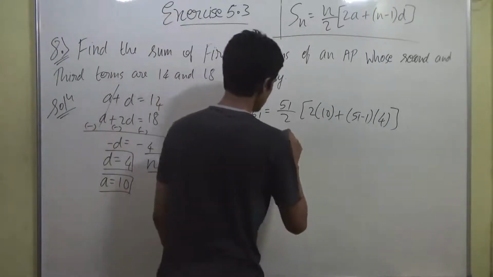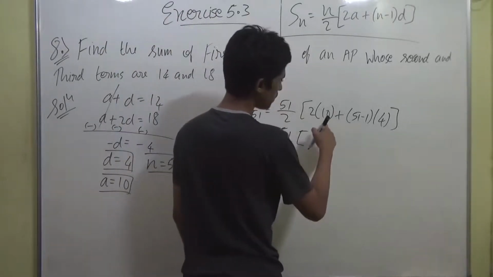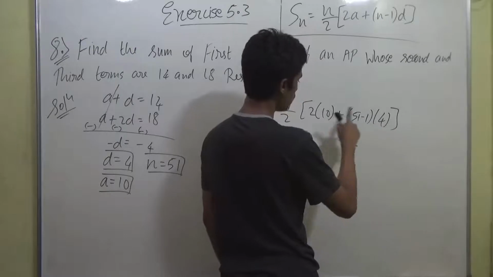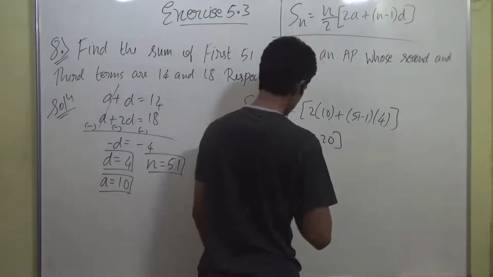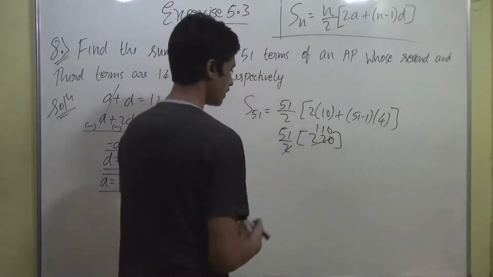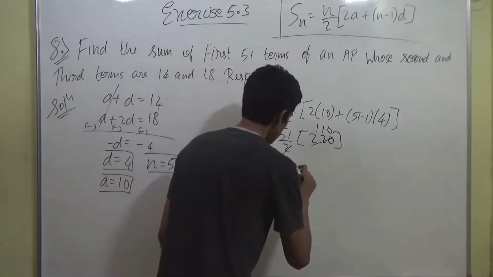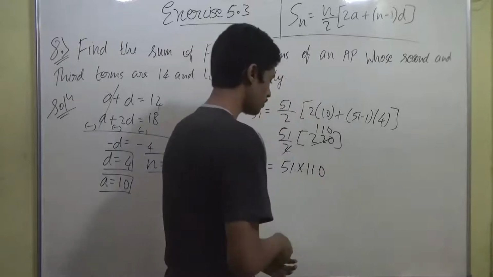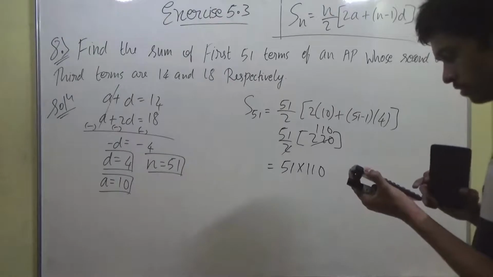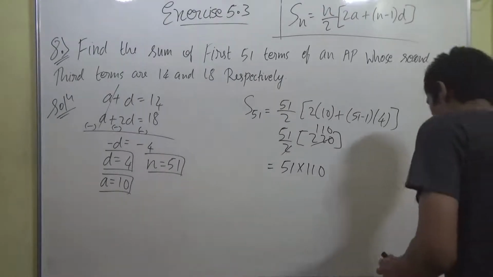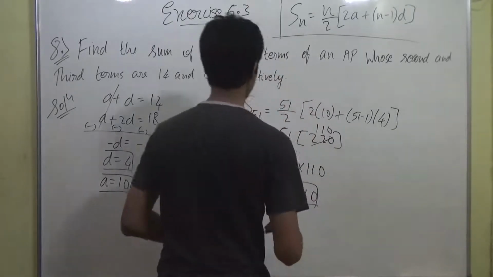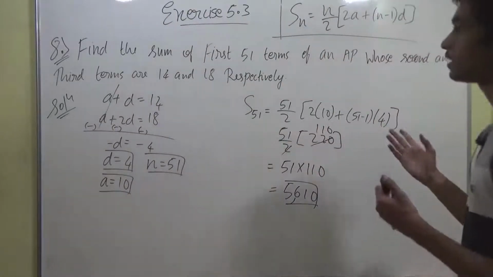It's very easy, right? So it is 51 by 2 into this is going to become equal to 200, right? This 51 minus 1 will become 50. 50 into 4 is 200. 200 plus 20 is 220. So dividing by 2, this will become 110. Getting it, guys? So finally it will become equal to 51 into 110. So if I do this calculation, I'll get 5610. That is the sum of 51 terms of the given AP, guys.